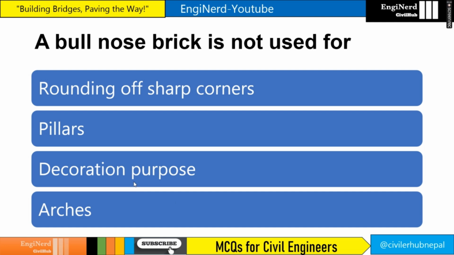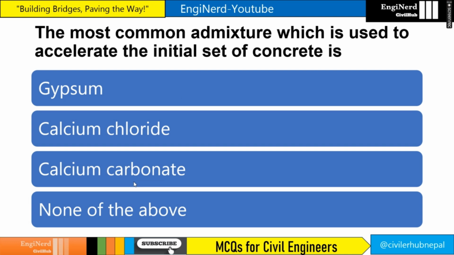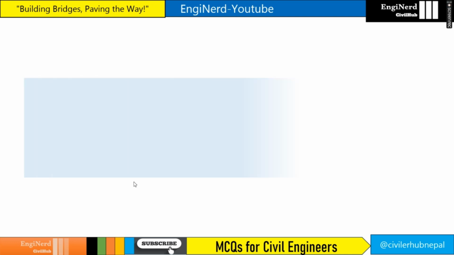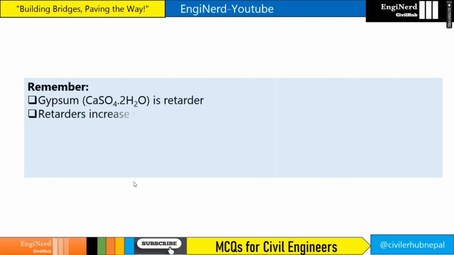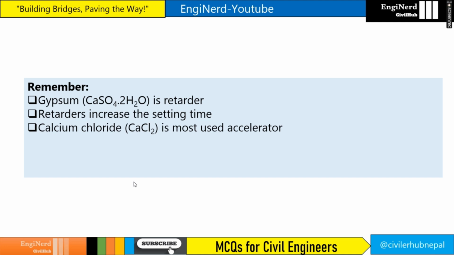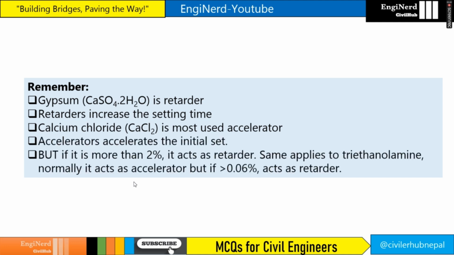A bull nose brick is not used for what? Arches. The most common admixture which is used to accelerate the initial set of concrete is, so remember, gypsum is a retarder and its chemical formula is CaSO4.2H2O. Retarders increase the setting time. Calcium chloride is the most used accelerator, CaCl2, and an accelerator accelerates the initial set. But if CaCl2 is more than 2%, it acts as a retarder. Also for triethanolamine, if it exceeds 0.06%, it acts as a retarder.